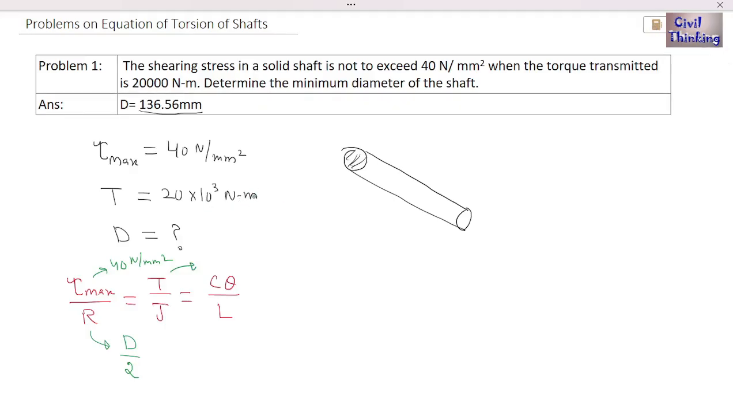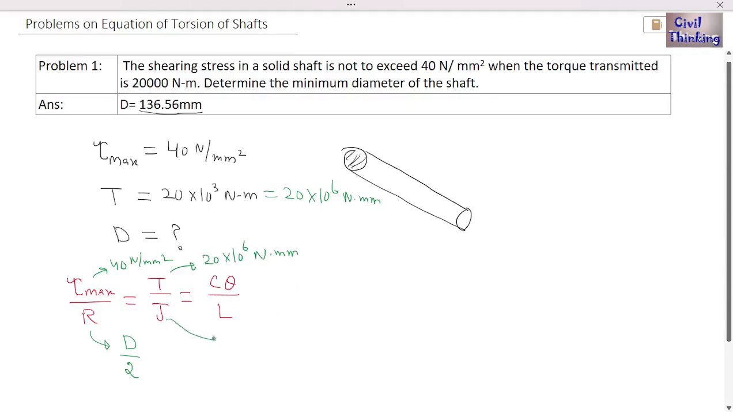Now mm is less than meter, so we have to increase it by 10 to power 3. So it is 20 times 10 to power 3 and another 10 to power 3, so it is 20 times 10 to power 6 Newton mm.